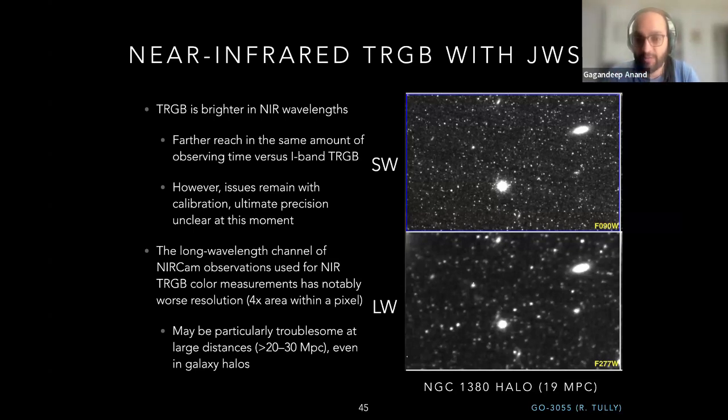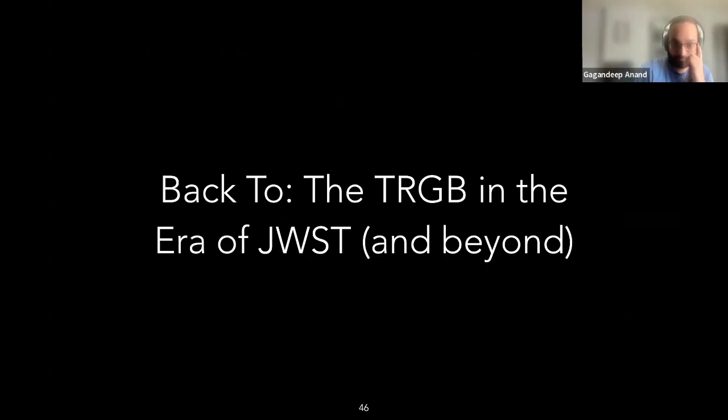And so on the top, you see the quality of the short wavelength imaging, so if you're using the optical TRGB, the I-band TRGB, and that same image shown in the long wavelength channel, which you need for the near-infrared TRGB, the image quality immediately degrades even in the galaxy halo. Crowding will become a problem, particularly if you want to push this to further distances. And so I think this is something we need to be careful about.